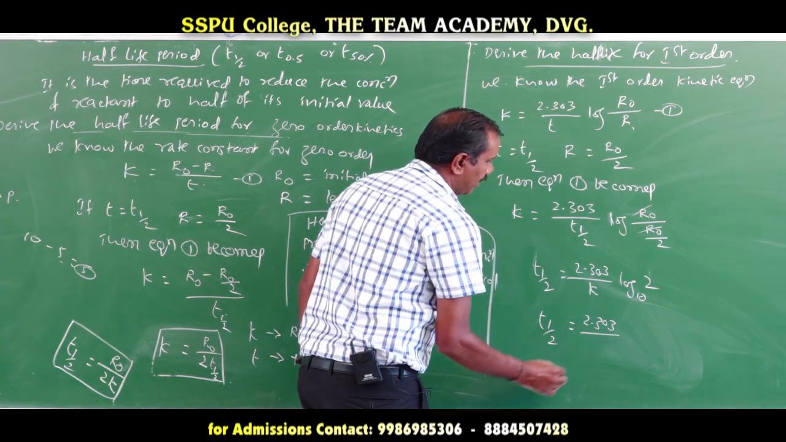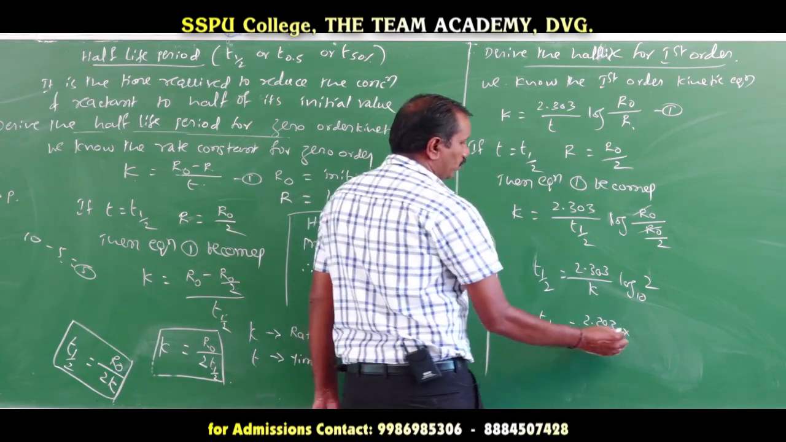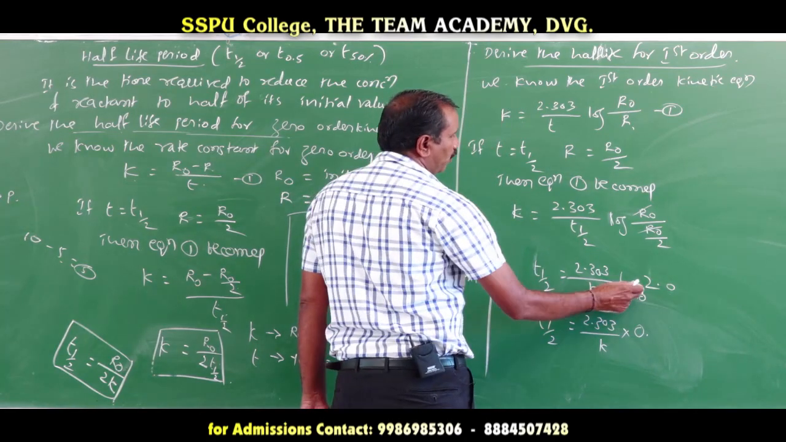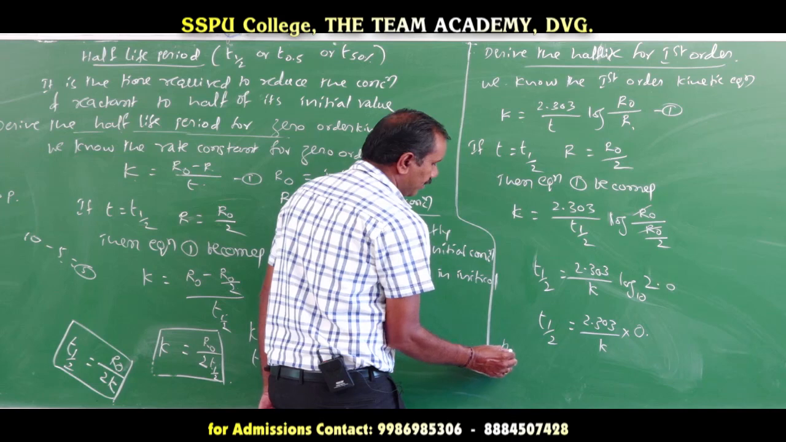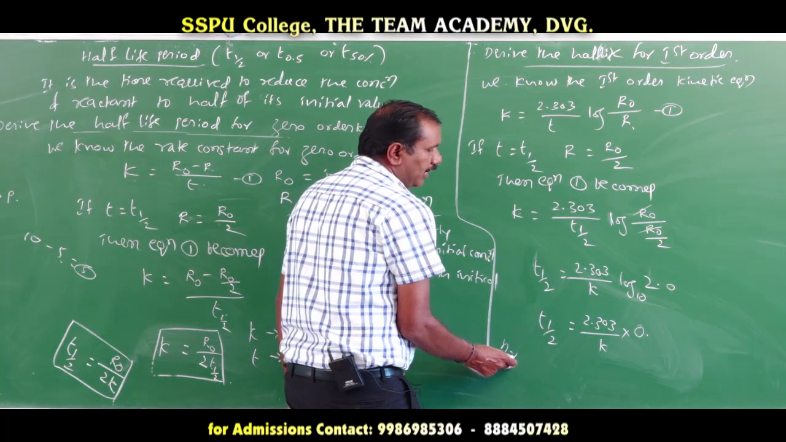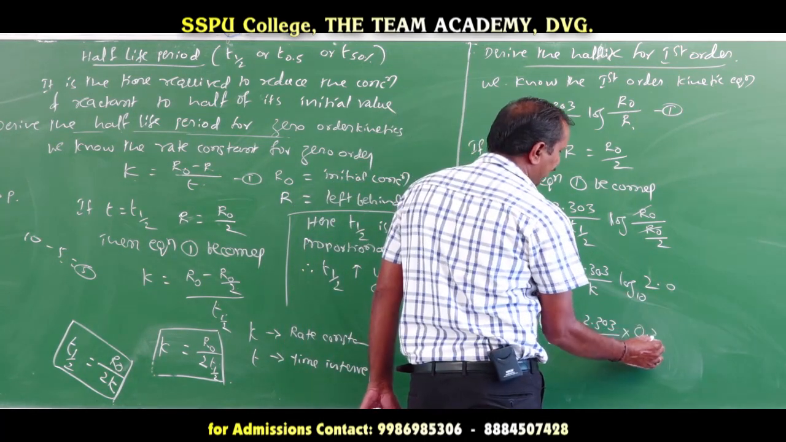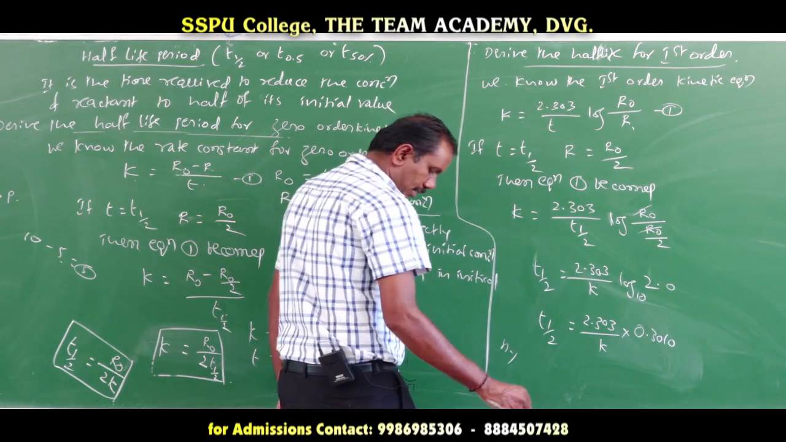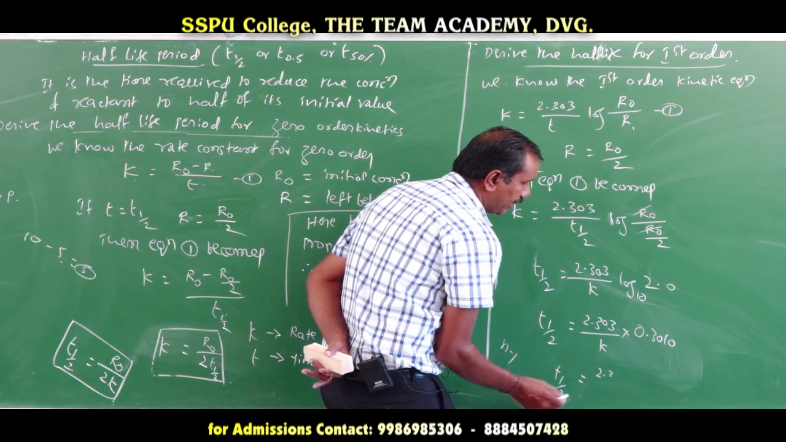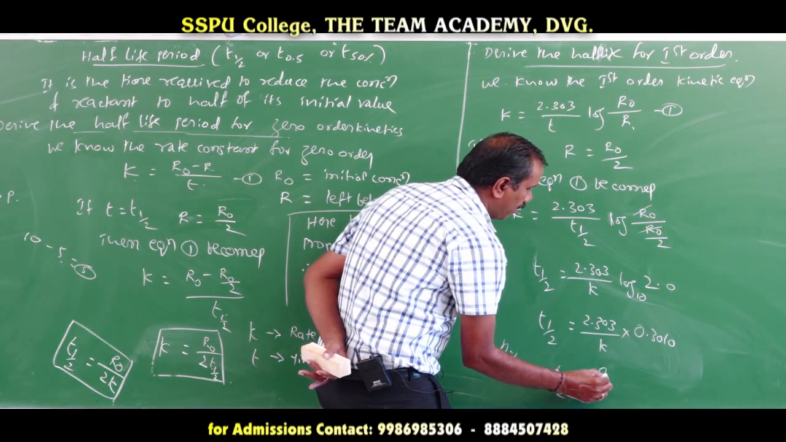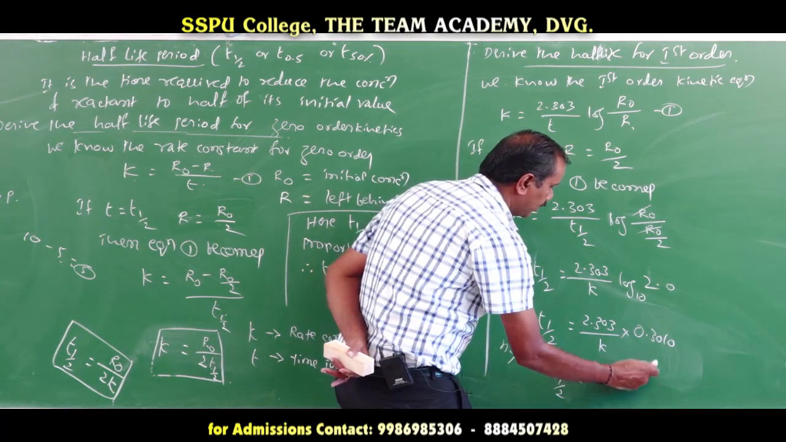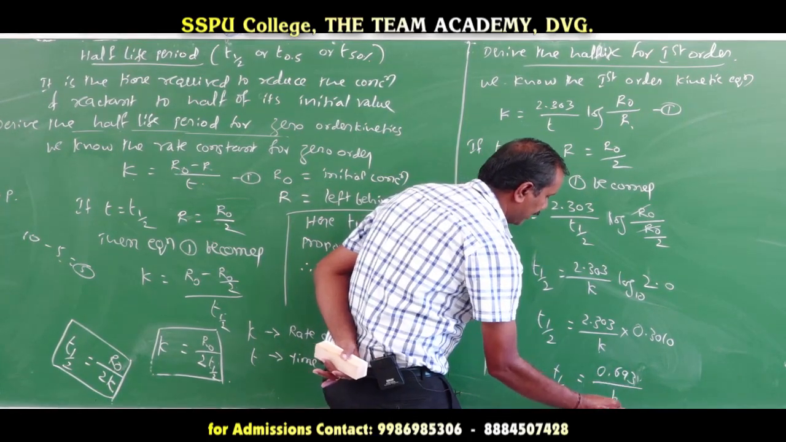Where t half equals 2.303 by k into log 2. The characteristic value for 2, which is 2.0, has only one digit before the decimal point, so the characteristic value n minus 1 is 1 minus 1, that is 0. So log 2 is 0.3010, and t half equals 2.303 into 0.3010, which becomes 0.693 divided by k.